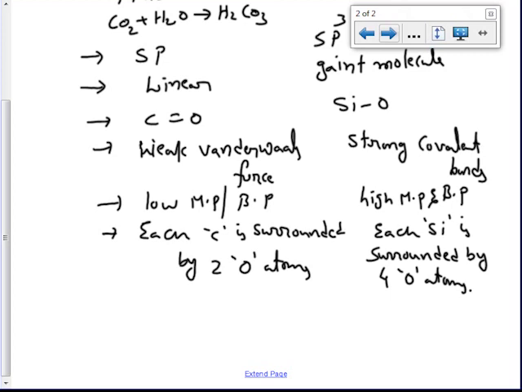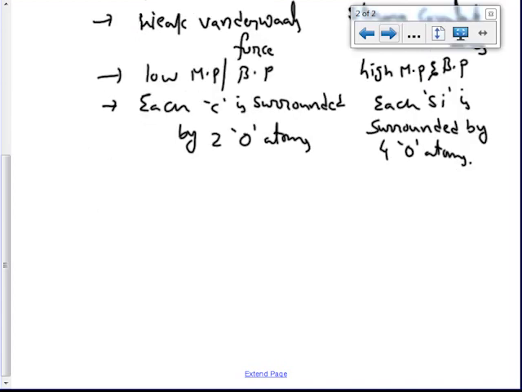So these are the general discussion points. Carbon dioxide is also acidic, SiO2 is also acidic. When compared, carbon dioxide is more acidic than SiO2. So these are the major differences between carbon dioxide and silicon dioxide. So silicon, the important compound we are discussing, that is silica. Silica formula is SiO2.